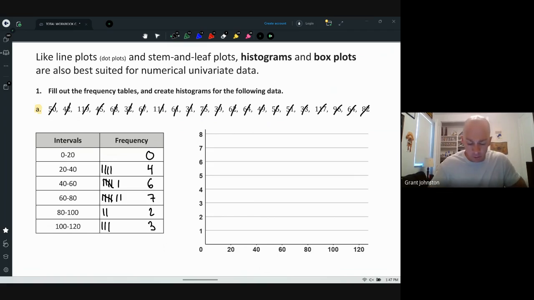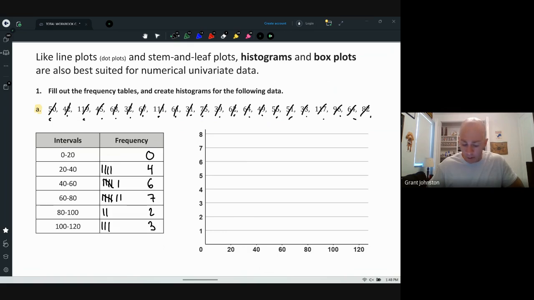Okay, so how many total do I have there? Being a little OCD here, I think there's 22. Let me make sure I have 22 data. 1, 2, 3, 4, 5, 6, 7, 8, 9, 10, 11, 12, 13, 14, 15, 16, 17, 18, 19, 20, 21, 22. Okay, I think I did it right. Okay, now let's make the histogram.